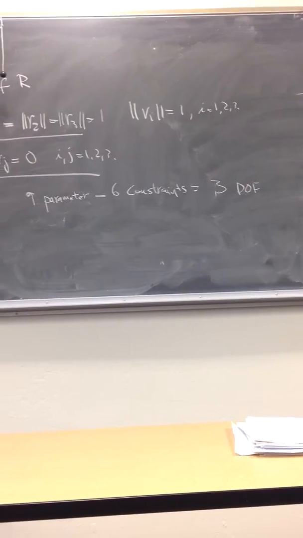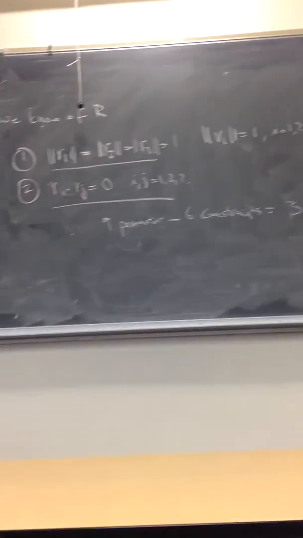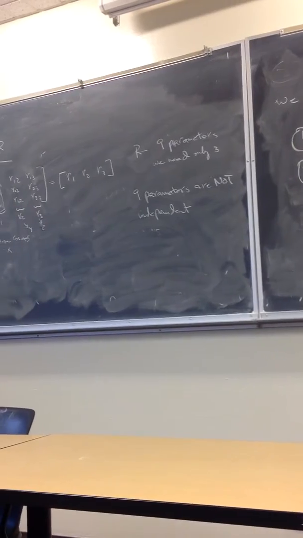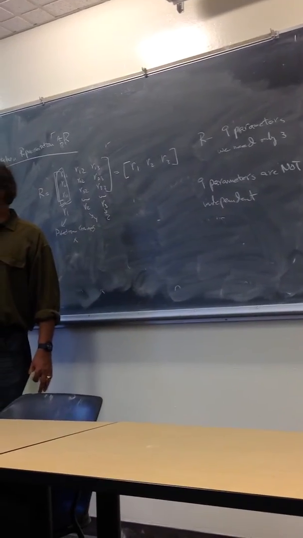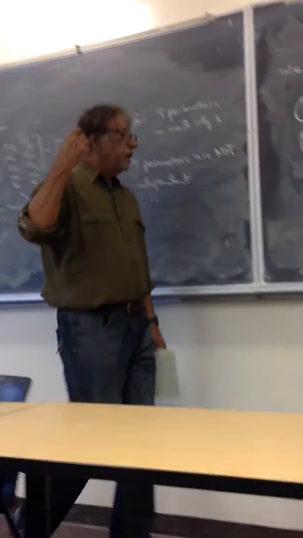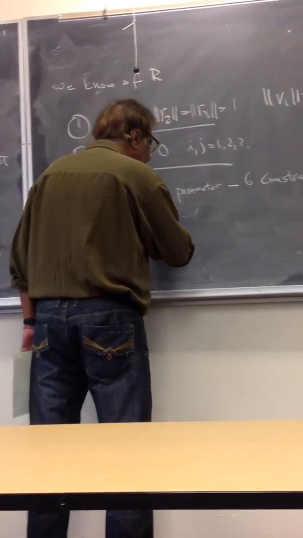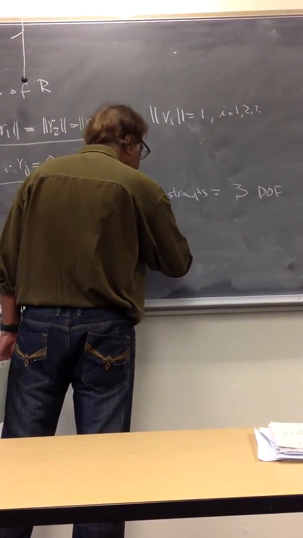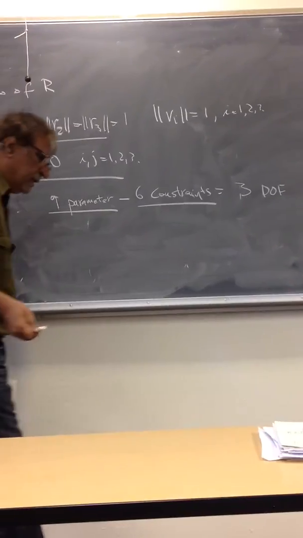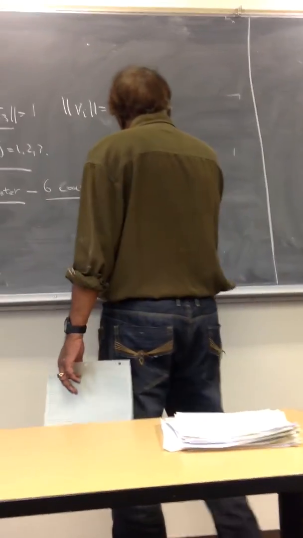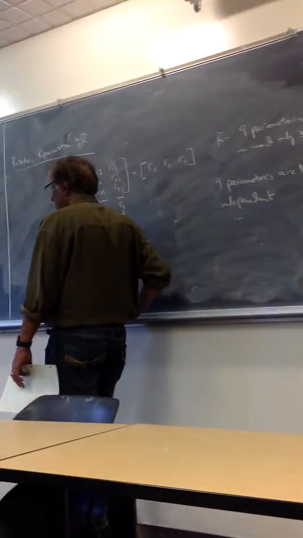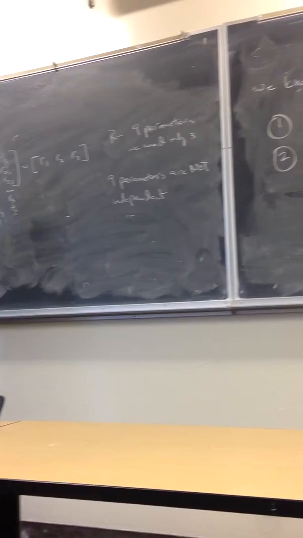So now, going back to the rigid body, it has 6 degrees of freedom, 3 corresponding to position and 3 corresponding to orientation. Since we have 9 parameters in the R matrix, constrained by 6 constraints corresponding to normality and orthogonality, this gives us 3 degrees of freedom for the rotation matrix, for the orientation of the rigid body in free space. Everybody understands that?